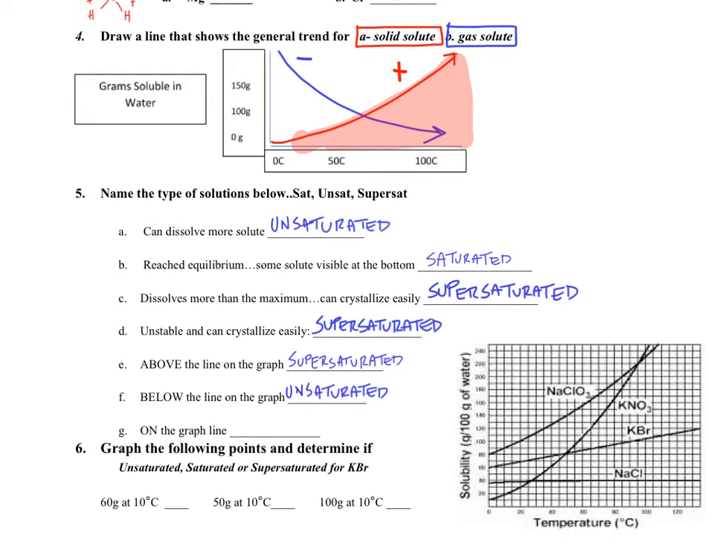And the last one here, G, says on the line of the graph. Is that saturated, unsaturated, or supersaturated? Anything that appears on the line itself is considered to be saturated, meaning it has reached its maximum. It cannot dissolve any more unless you take action to increase the temperature, in which case it would be considered supersaturated. So if it's on the line, it is considered a saturated solution.